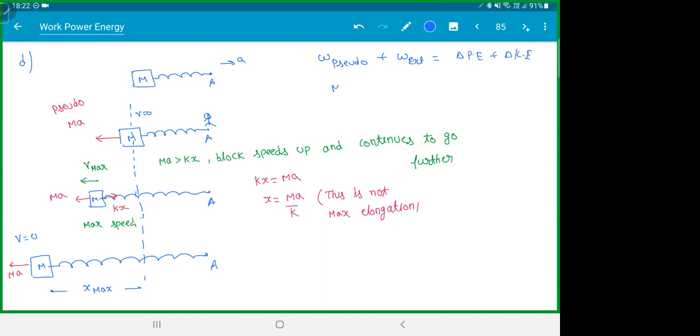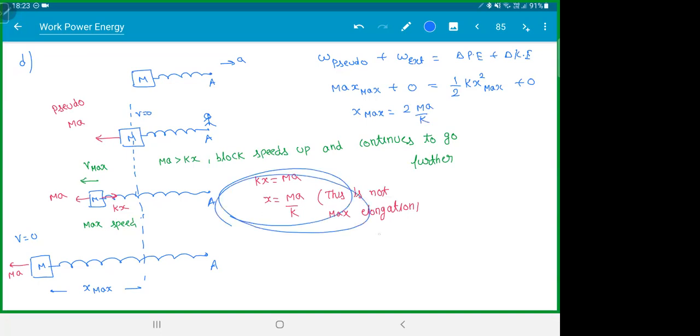Pseudo force's work done is ma times x max, force into displacement, ma is constant. External force work done is zero. Change in potential energy is the spring force, half k x max square. Kinetic energy is zero initially and finally. So we end up with x max will be 2 times ma by k. And you'll observe this answer will always be 2 times the mean position. You get double.